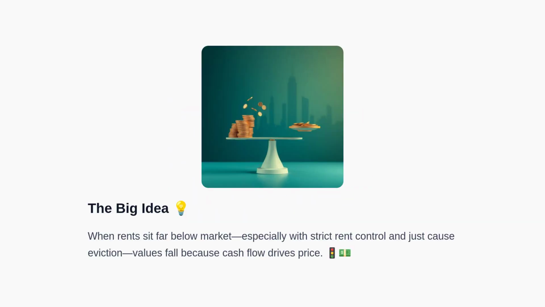Here is the big idea. Investors value properties based on projected cash flow. In cities with strict rent control and just cause eviction, a buyer often cannot raise rents to market in the near term. As a result, the capitalization rate looks weak, and the property's price must fall to compensate. In other words, the legal constraints delay income growth and force an occupancy discount.